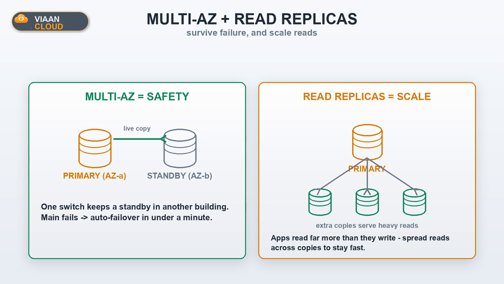Two features make RDS genuinely production grade, and you should know both. First, multi-AZ. You flip one switch and AWS keeps a standby copy of your database in a second availability zone, a separate building. If the main one fails, it automatically flips to the standby in under a minute, and your app barely notices. That's your insurance against a data center outage. Second, read replicas. Most apps read data far more than they write it. A read replica is an extra copy that handles read traffic, so you can spread heavy reads across several copies and keep the app fast. Multi-AZ is for surviving failure. Read replicas are for scaling reads.